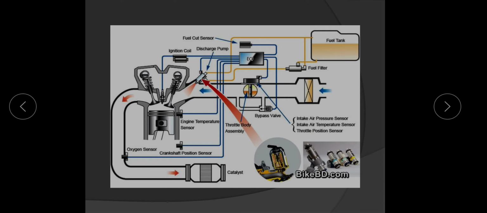And this is an elaborate circuit diagram of fuel injection system. This is the mind of fuel injection system that is called ECU. This is a fuel tank. The fuel is filtered through fuel filter and taken to the fuel injector by a discharge pump. The fuel cut sensor is directly connected with ECU, and the air is taken to the inlet manifold, and then the inlet manifold consists of throttle body assembly and the intake air pressure sensor, intake air temperature sensor, throttle position sensor.